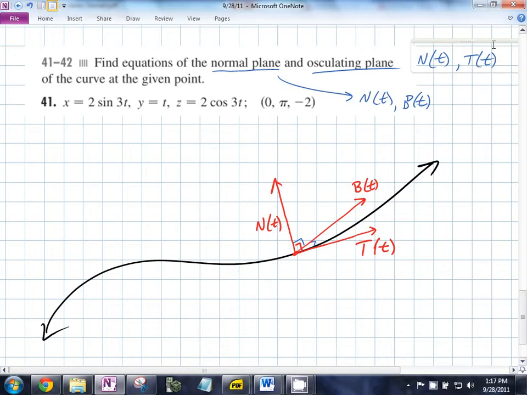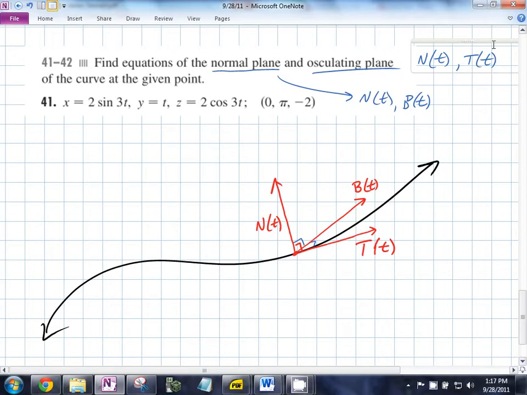BT. Okay, if one of them's the osculating plane, the other one's the normal plane, what would the one that goes through T of t and B of t be called? What do you want to call that one? Not using the same name, a new name. We got to make up a name for it.